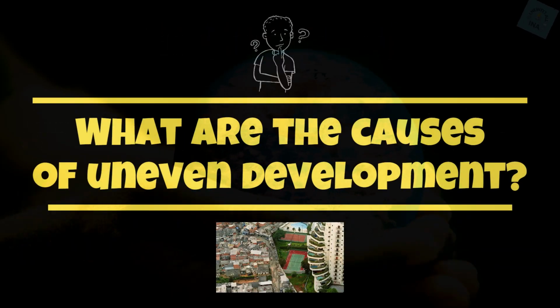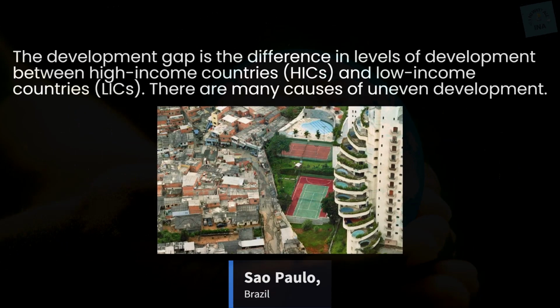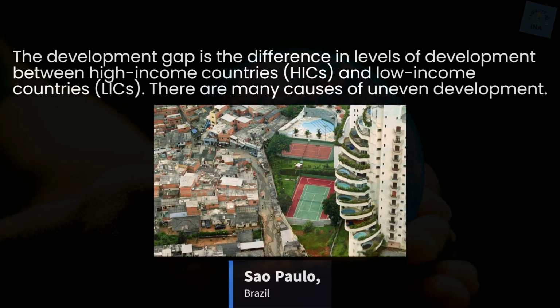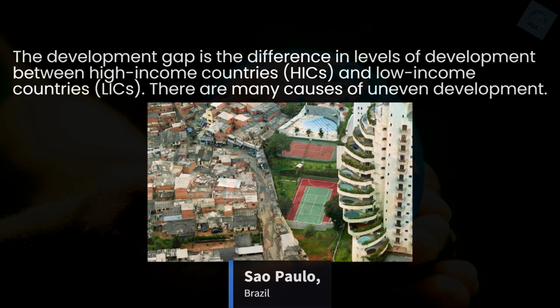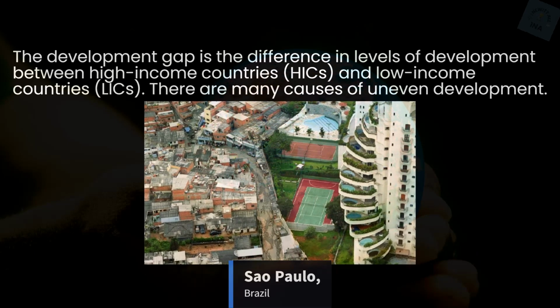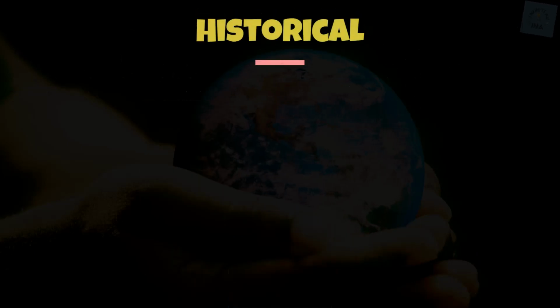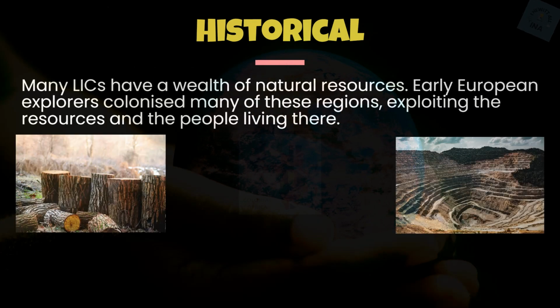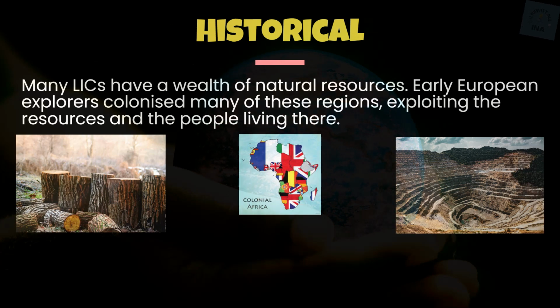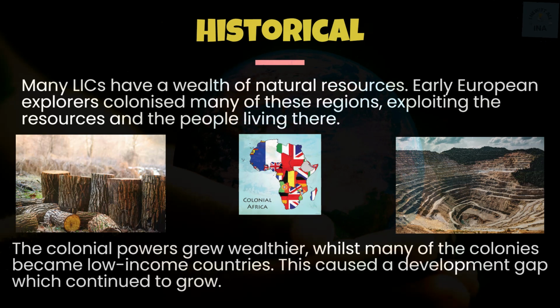What are the causes of uneven development? The development gap is the difference in levels of development between high-income countries, HICs, and low-income countries, LICs. There are many causes of uneven development, for example, historical. Many LICs have a wealth of natural resources. Early European explorers colonized many of these regions, exploiting the resources and the people living there. The colonial powers grew wealthier, whilst many of the colonies became low-income countries. This caused a development gap which continued to grow.